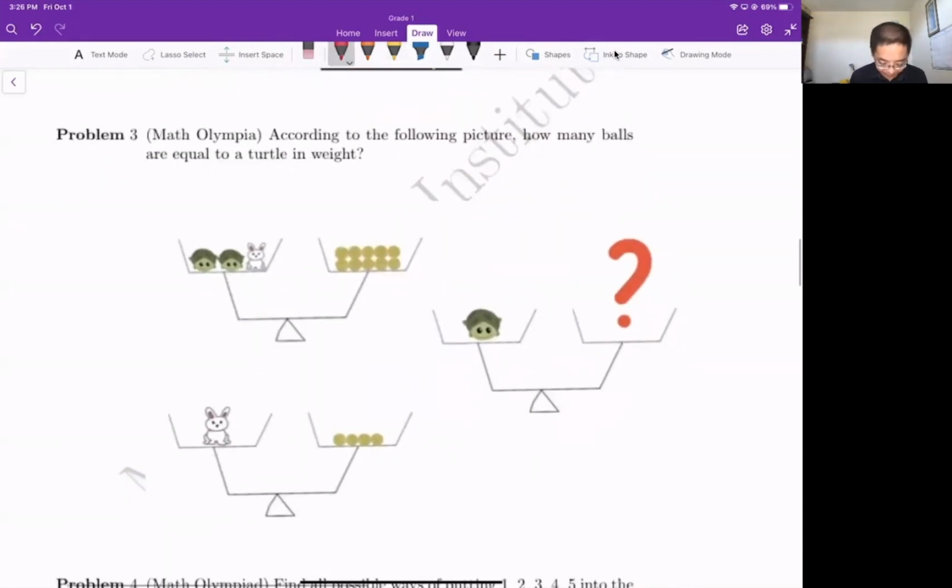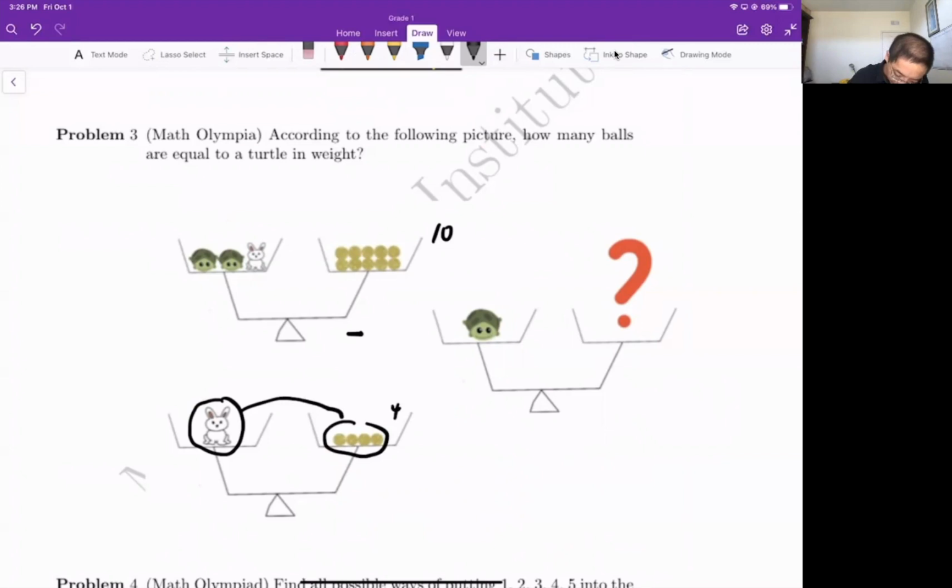Question number 3. Here we have a turtle and a rabbit. Again, we are comparing the weight of a turtle, rabbit, and balls. The first picture tells us 2 turtles plus 1 rabbit equals 10 balls in weight. And 1 rabbit is the same as 4 balls, right? The question is, if we compare a turtle with the balls, how many balls do we need so that the weight is equal to 1 turtle?